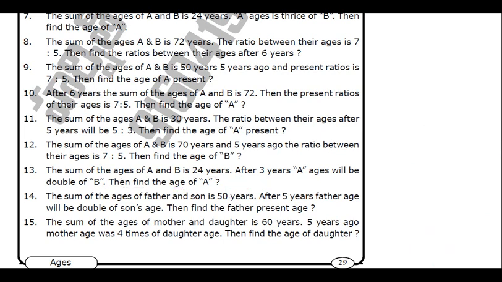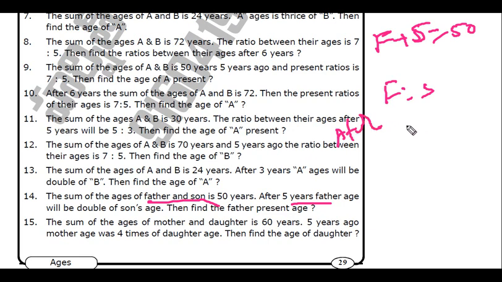Okay. The sum of the ages of father and son is 50 years. Father plus son is 50 years. And after 5 years, father's age will be double son's age. This is after 5 years. So doubles of son's age, 2 is to 1. Then find the father's present age. This is present, plus 5 plus 5, means after 5 years. This is the ratio. This we have to add. Total 60.